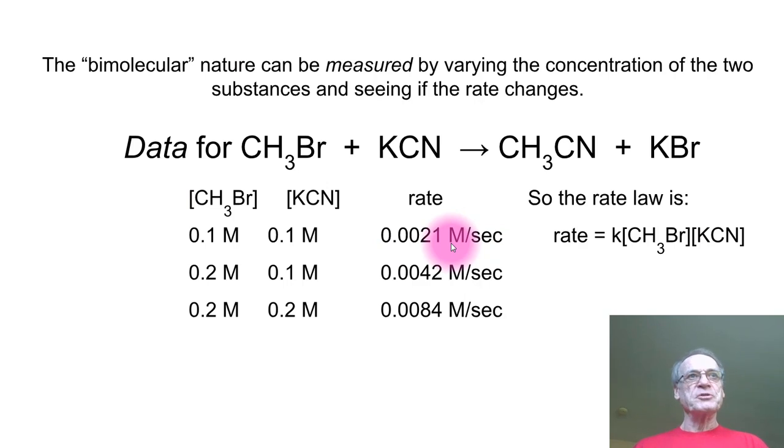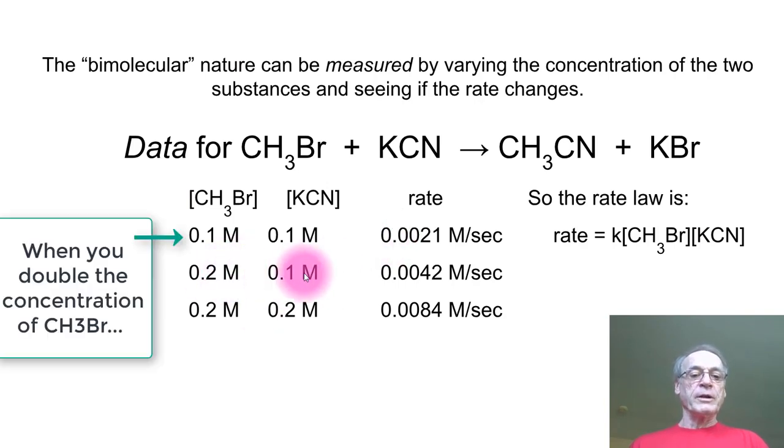Now I'll tell you a secret, I'm just making these numbers up, but essentially it's the kind of data that you might see in this experiment. So we've measured the rate of the reaction. We throw that away and we start all over again, and this time we're going to put in 0.2 molar of methyl bromide and 0.1 molar of potassium cyanide. We can put in as much or as little as we want to, obviously.